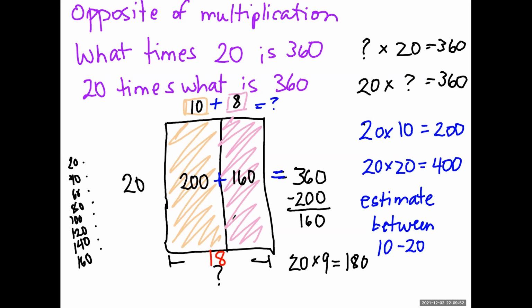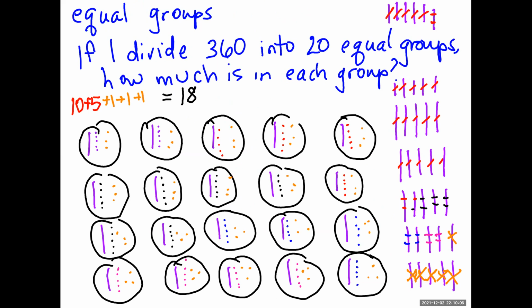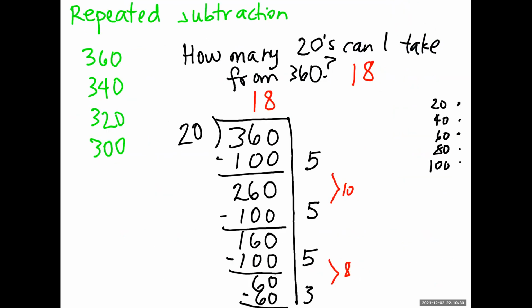So yes, 360 divided by 20 is 18. You can do it with an area model, like it's the opposite of multiplication. You can think about it as making equal groups, and you could literally deal out or divide up 360 into 20 groups. Do like this model. It's just not great to draw out 20 circles and all the little dots, and it takes a long time. But it is a good visualization. You can also do repeated subtraction.